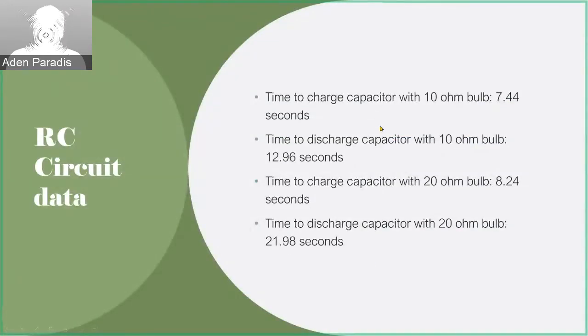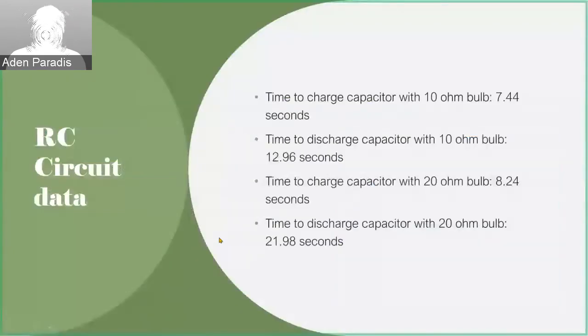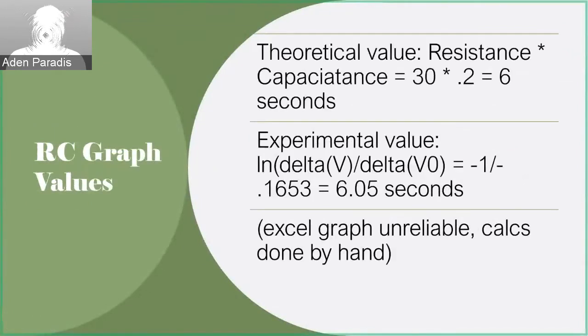So here's my data. You can take a look at this. I don't know if I really need to read this to you. You can just look at it yourself. But these were all calculated using this equation and altering the equation. The graph values, my Excel graph did not turn out the way I wanted it to, so I just did the calculations by hand.